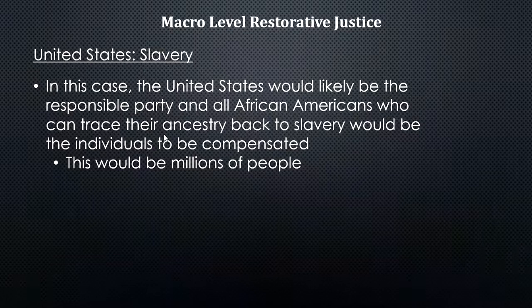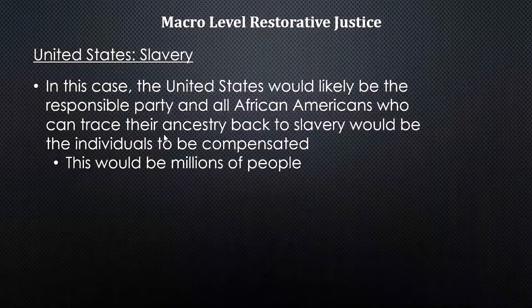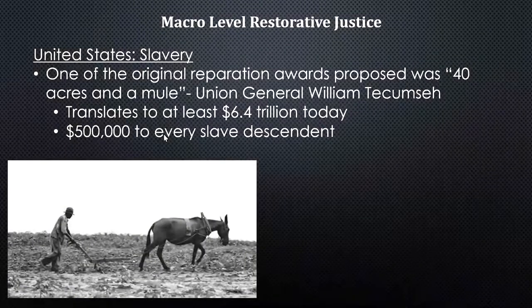If you were being really ruthless about it, that means that at least 10% of the American population would be owed reparations in one way or another due to the ramifications of slavery. One of the original reparations proposed was from Union General William Tecumseh Sherman. He proposed that all African Americans, and in that sexist era, they meant all families, so every man, basically, because the head of the household, that whole concept, that they all be given 40 acres and a mule.